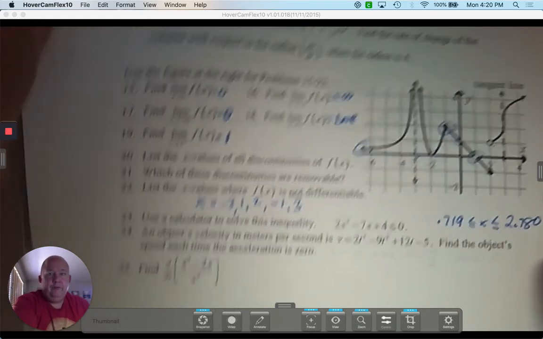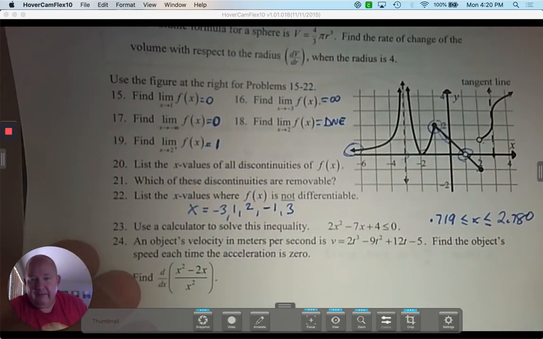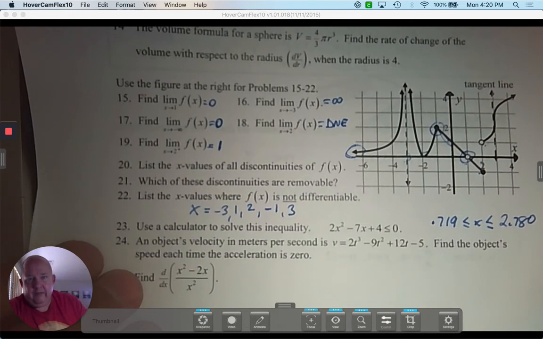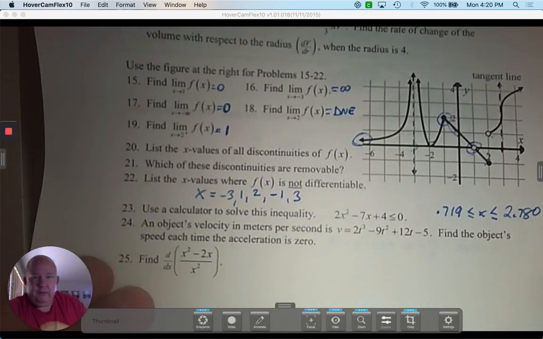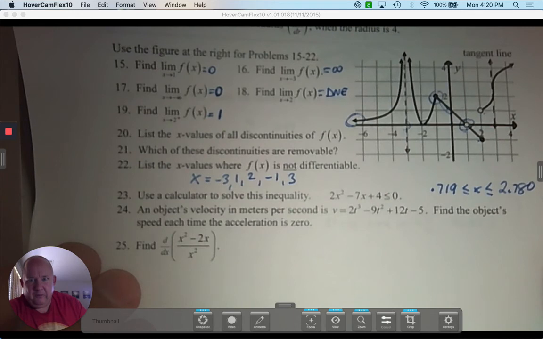Done. So isn't it nice to have that? Otherwise you'd have to graph that and recognize where that graph is below 0. But this way we didn't have to do it. The calculator did the good work for us.